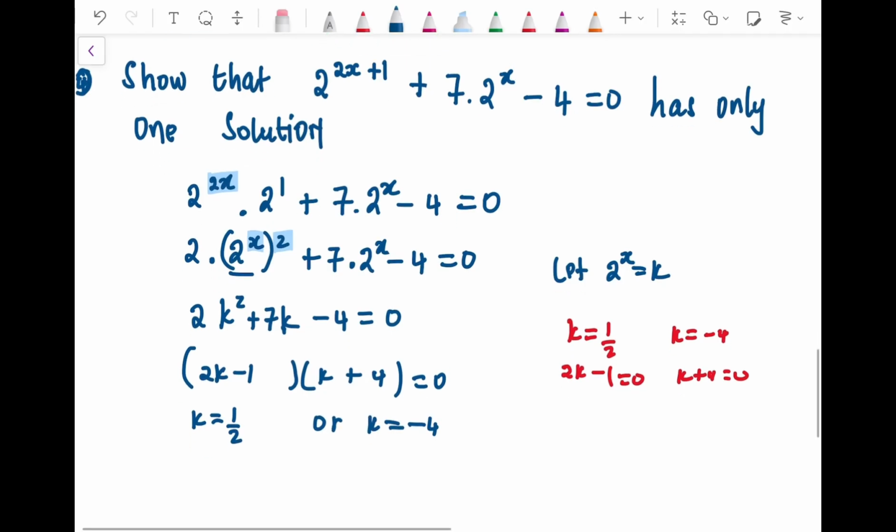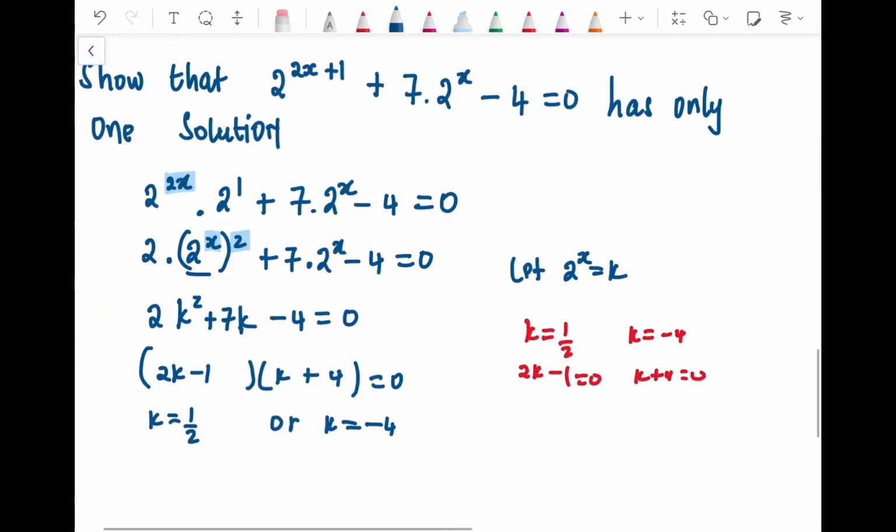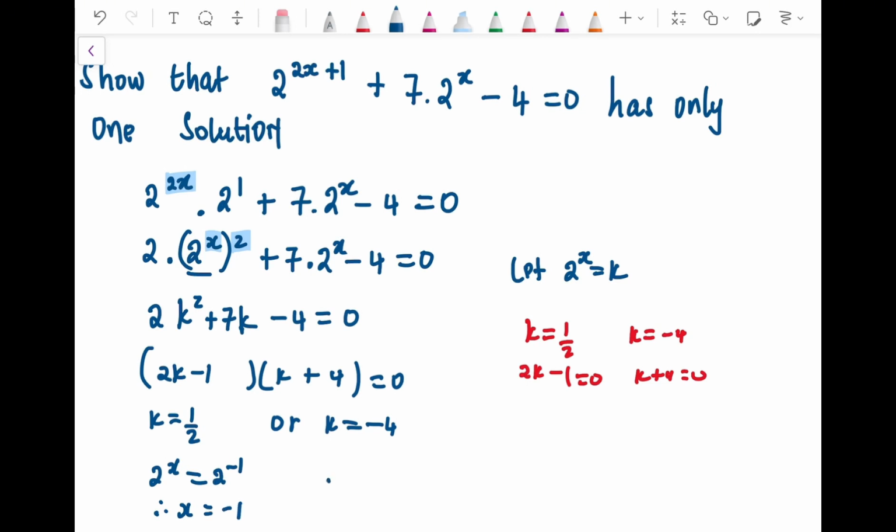And then now remember, we are not looking for k. And then from here we have 2 to the exponent x is equal to 2 to the exponent minus 1. Remember, 1 over 2 is the same as 2 to the exponent negative 1. So therefore x is equal to negative 1, or we have 2 to the exponent x is equal to negative 4. So again, remember the exponential function, 2 to the exponent x is an increasing exponential function that is above 0 for all values of x. So the range is y is.